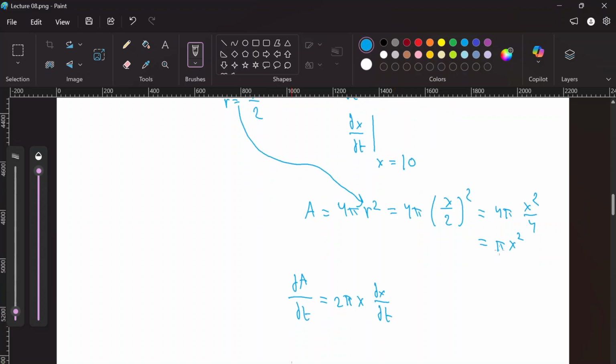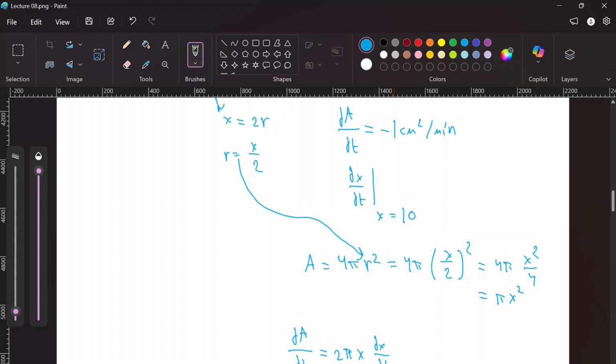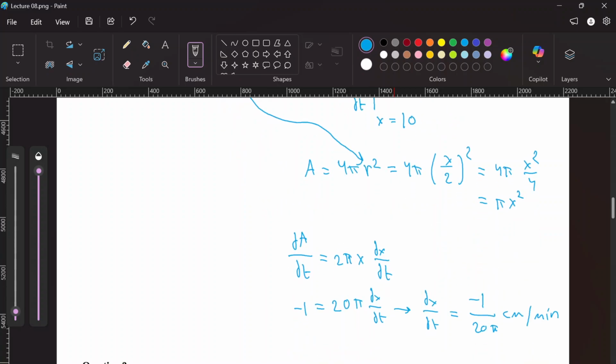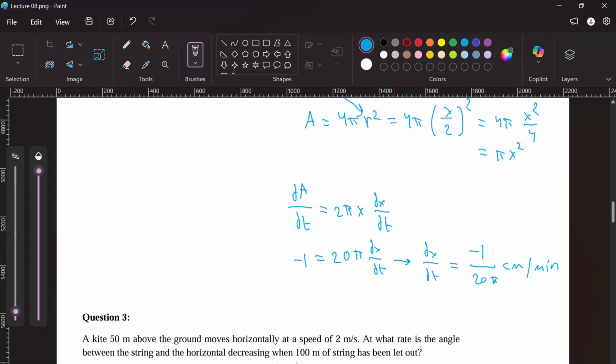So we have minus 1 equals 20 pi, because 2 times 10, x equals 10, 2 times 10 is 20, so 20 pi dx over dt. So we get dx over dt equals minus 1 over 20 pi centimeters per minute. Yes, it's per minute in this one. Now let's go to question 3.